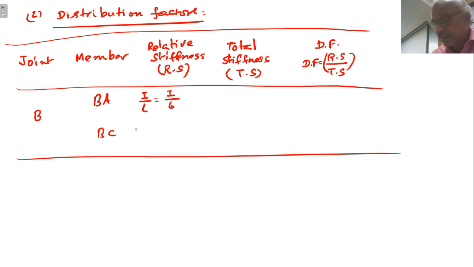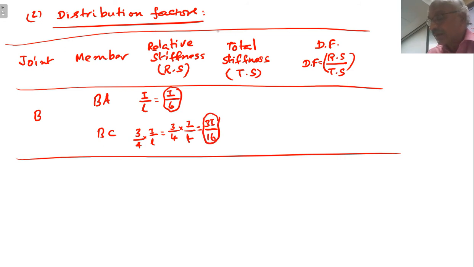So for this, the far end is simply supported. Therefore it is 3/4 of I by L, that is 3/4 of I, with L equal to 4 meters. Therefore this value equals 3I by 16. So this is I by 6, and this is 3I by 16.